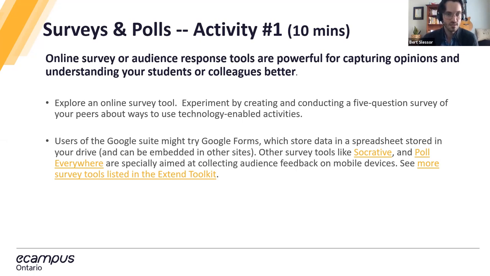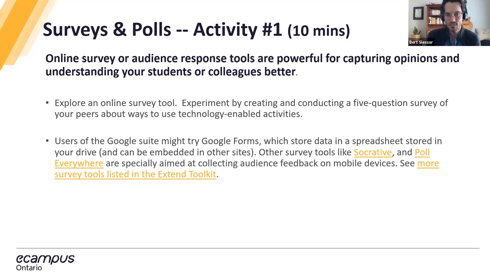So the activity is specific to surveys and polls: explore an online survey tool, and experiment by creating and connecting a 5-question survey of your peers about ways to use technology-enabled activities. You know, what ways could they use technology-enabled activities? And so you're going to create some kind of survey. And in this case, what I might do is flex the requirements. This is the specific requirement that they would want for the Ontario Extend badge.